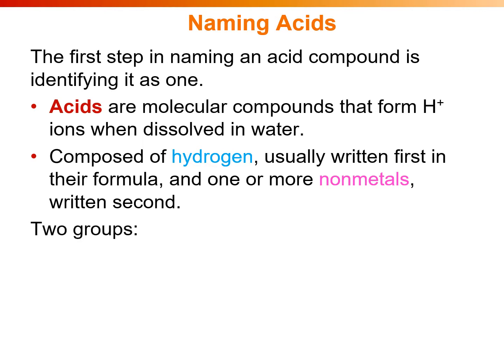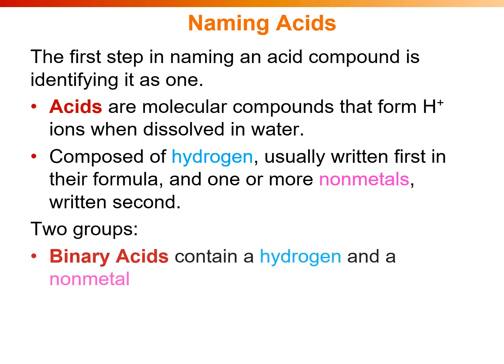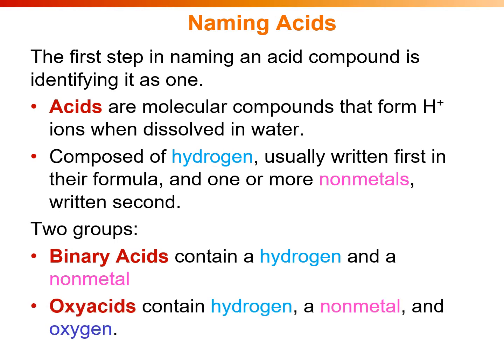Now there's two general types of acids. One type is the binary acid, which is made of hydrogen and a nonmetal. And the other type is the oxyacid, which is made of hydrogen, a nonmetal, and oxygen. And there's going to be rules on how you name each one of these.